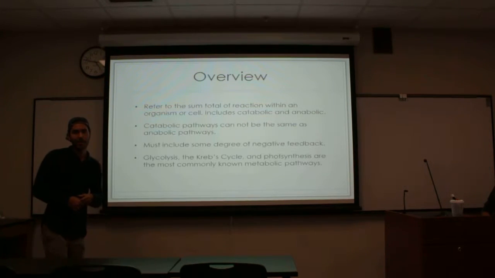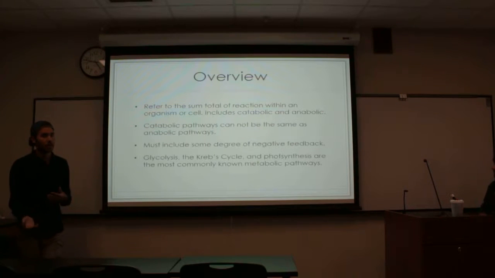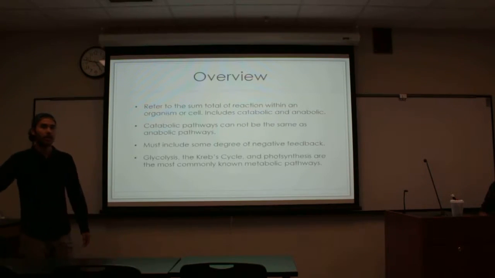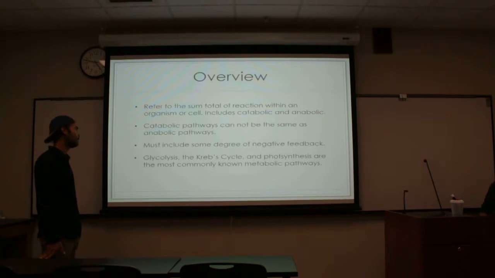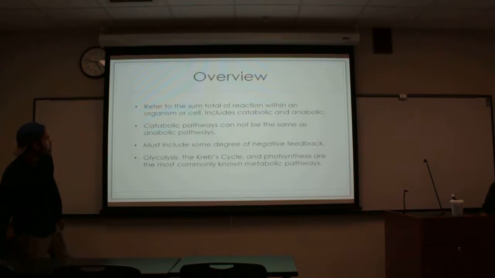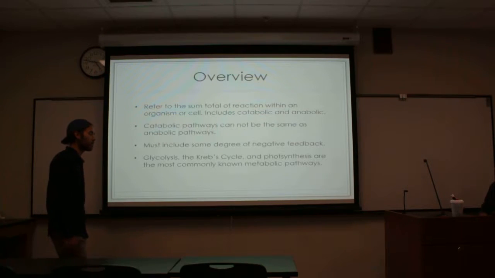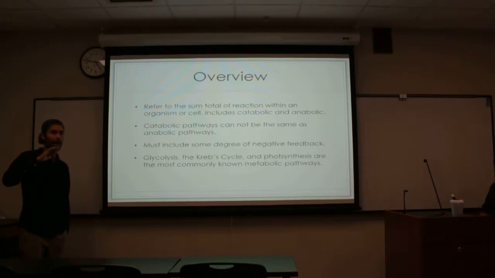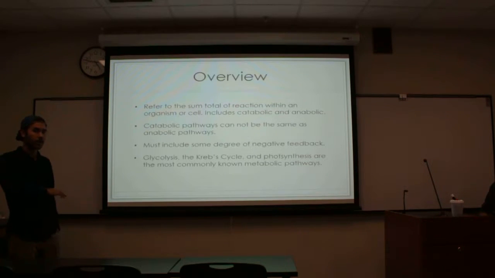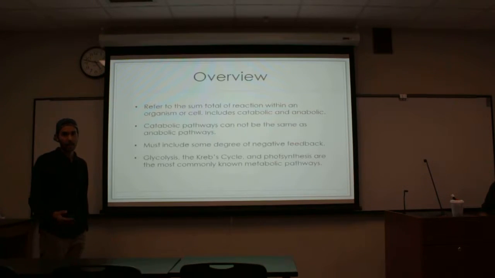Glycolysis, the Krebs cycle, and photosynthesis are probably the most commonly talked about and well known to the general public and also undergraduate students that refer to a certain type of metabolism. They generally obey a few specific rules. One of those is that catabolic pathways, so the breaking down of a certain molecule, cannot have the same pathway that an anabolic metabolism pathway would have. So the breaking down of glucose in glycolysis cannot share the same pathway as something trying to build up glucose.